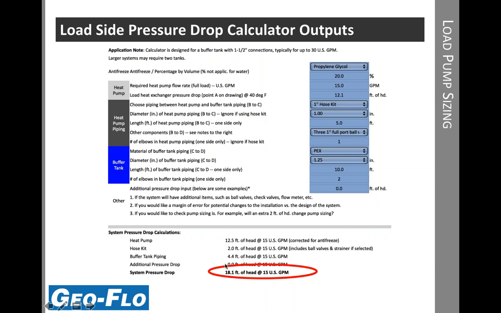And our results down at the bottom, you can see we come up with about 18.1 foot of head at our nominal flow rate at 15 gallons per minute. So with this number, we're now ready to size a pump.